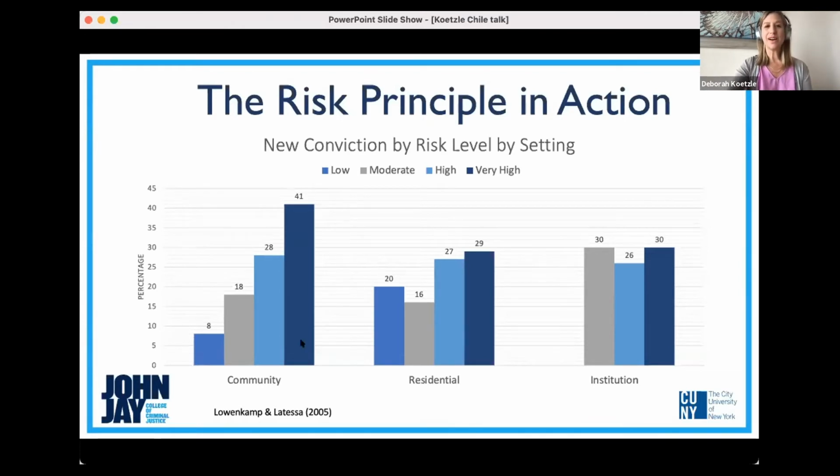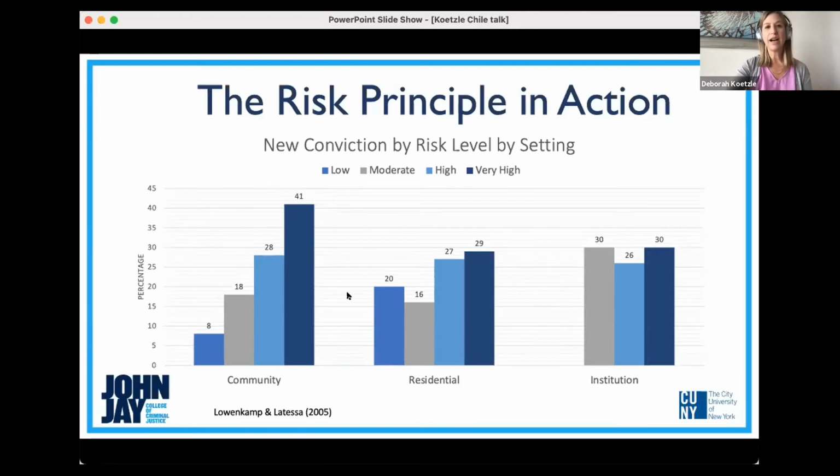We can look at the results also for the very high risk. And here we see that very high risk youth in the community had a 41% recidivism rate compared to 29% in residential settings and 30% in institutional settings. And so just as overserving low-risk youth can do harm, underserving high-risk youth can equally do harm. And so we just really want to be mindful of the types of decisions that we're making about where we place youth and the type of services that we're providing them so that we're matching them appropriately.